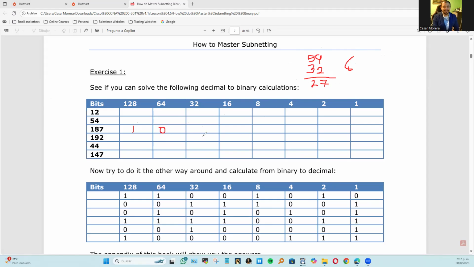27. Can we subtract 27 from 32? No, we can't, so it will be a 0. What about 16? 27 minus 16. We have a 1 here, we have a 1 here, we have 11 now. So this one is a 1. And can we subtract 8 from 11? No, so this will be a 0. Minus 4. So we borrow, this one will be a 0. It will be a 7 to get 11 minus 4, it will be a 7.